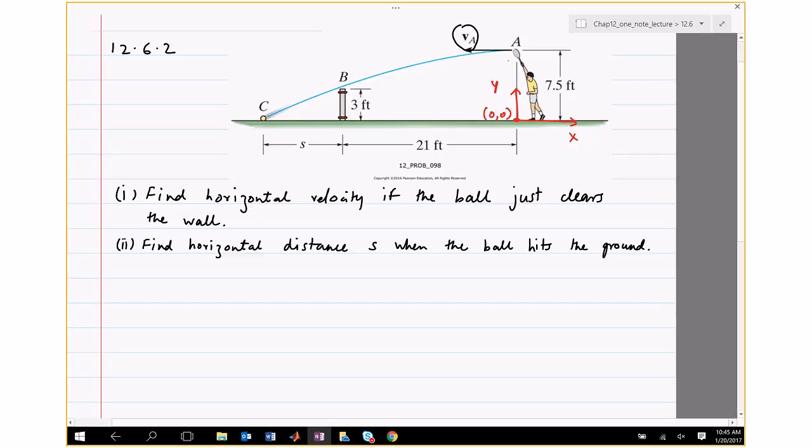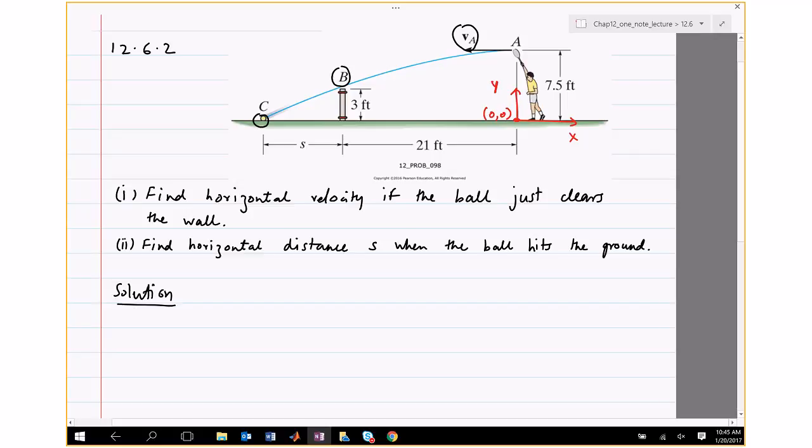such that the ball just clears the wall or the net. Then once it clears the net, it hits the ground at some point and some distance s from the wall. You have to find that distance. Okay, so in the interest of time, I'll just start solving this.